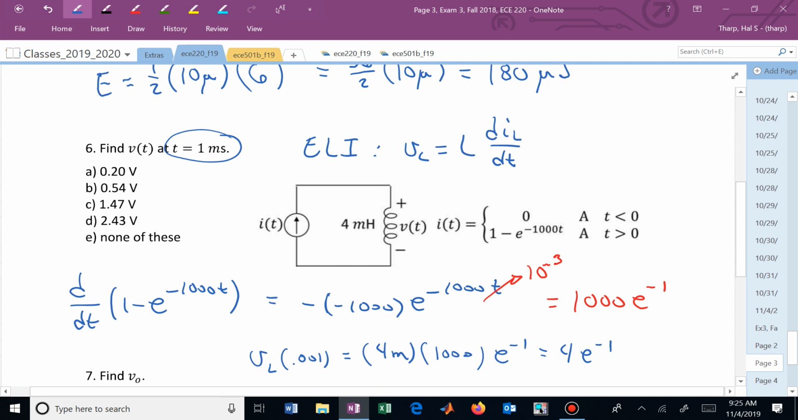The m and the 1,000 cancel. E to the minus 1 is 0.37. So the answer is 1.47.